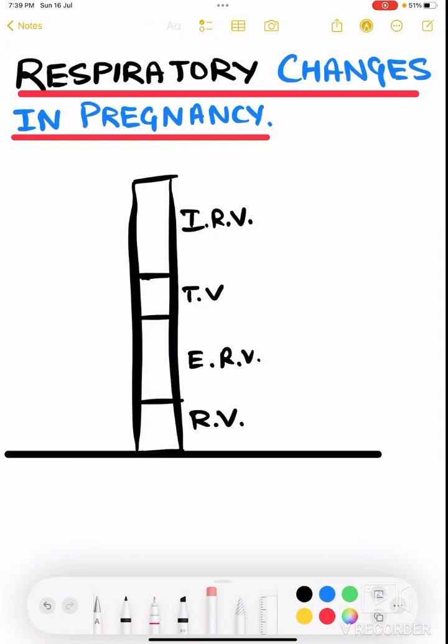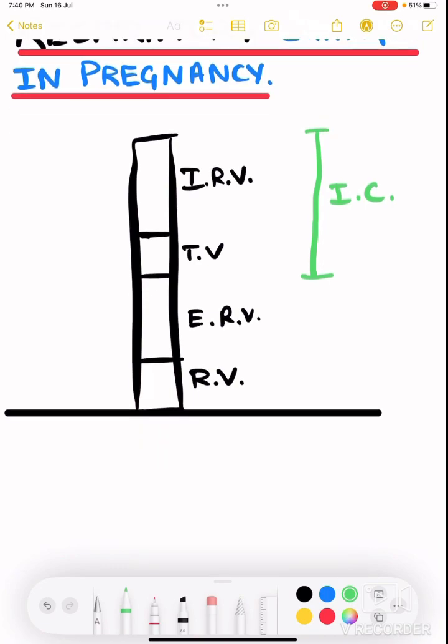Now there are combinations of the volumes. First one, inspiratory reserve volume plus tidal volume. This is called inspiratory capacity. Always remember, capacity is an addition of two or more volumes and a volume is only one volume. Now, expiratory reserve volume plus residual volume is functional residual capacity.